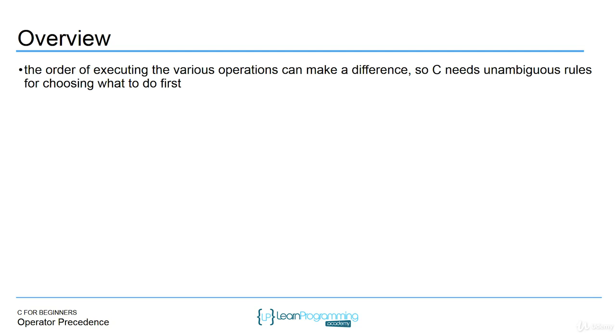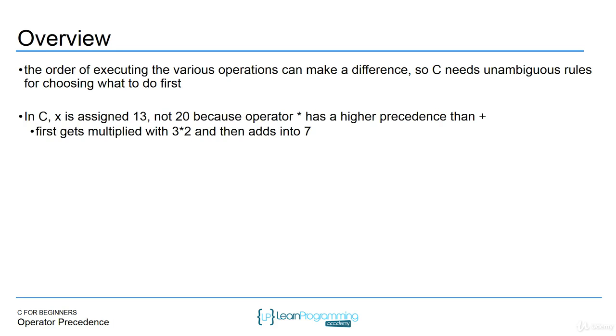So the order of executing the various operations can make a huge difference, and this is why you need to understand precedence. C provides specific rules for choosing what to do first. In this case, do I do the multiplication or the plus? Well, C is going to tell you what's going to happen. Now, ideally, if you wrap those in parentheses, you would be telling it what to do. You would be making that decision. But if you don't put that in parentheses, the programming language is going to make the decision for you. So in C, multiplication is going to have a higher precedence than the addition operator, and the result is going to be 13.